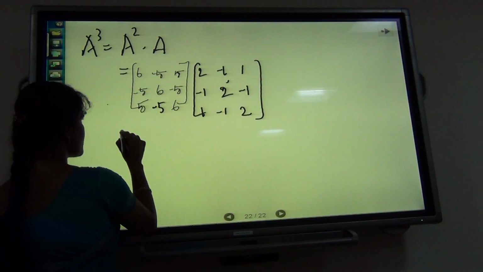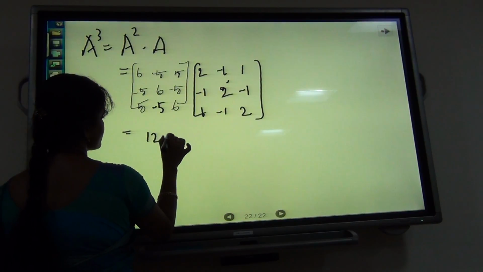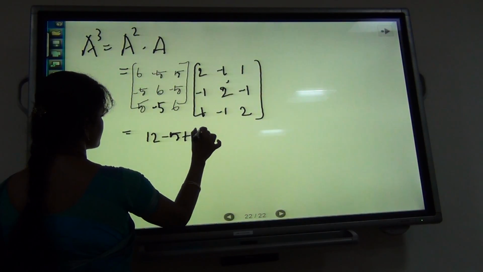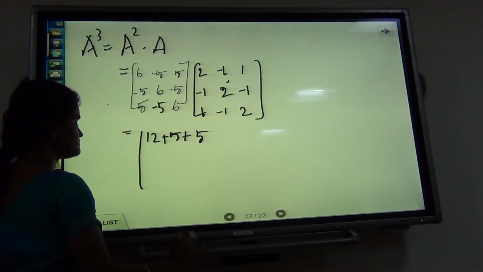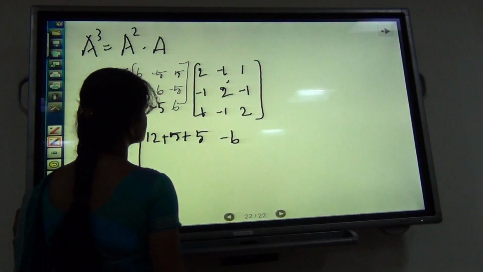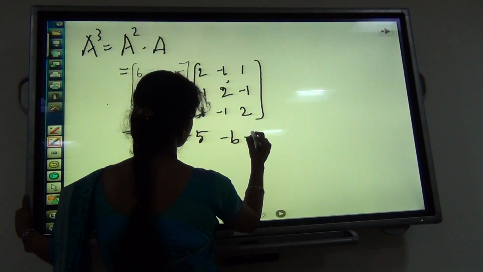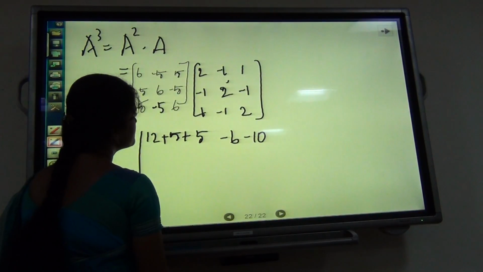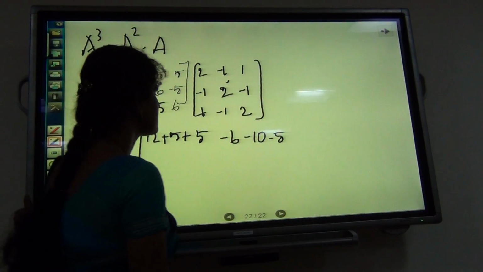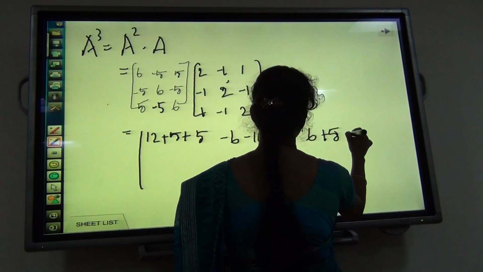So A cube will be 6 2s are 12 minus 5 is plus 5. First row with the first column, first row with the second column will give you minus 6, minus 10, minus 5. The first row with the third column will give you 6 plus 5 plus 10.